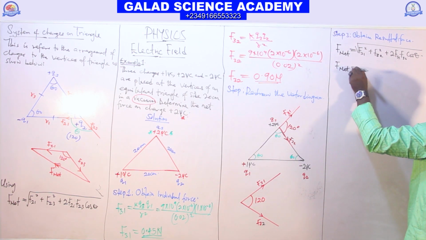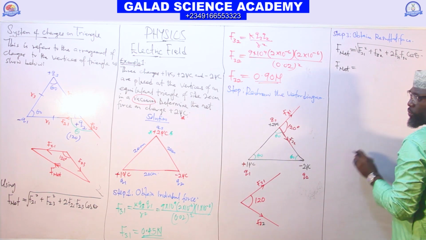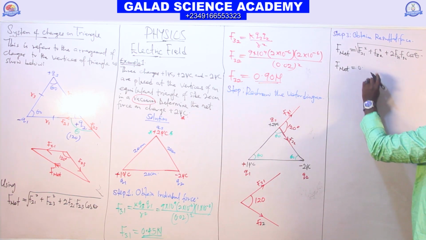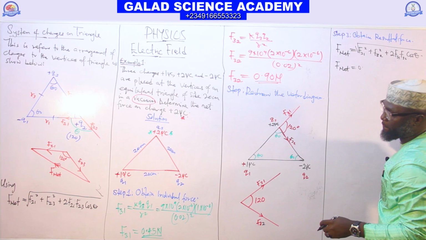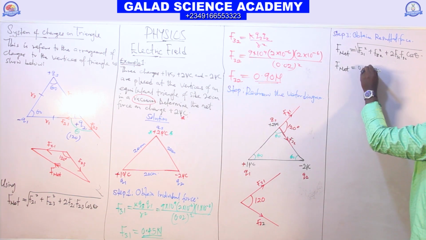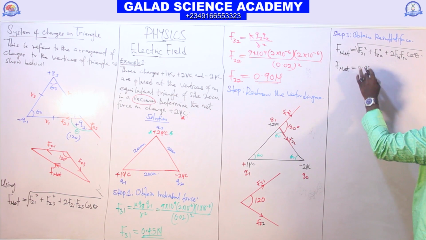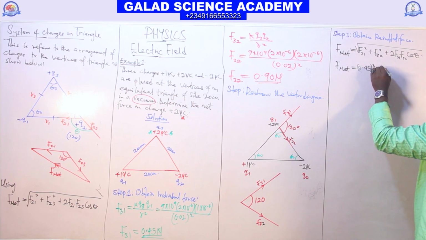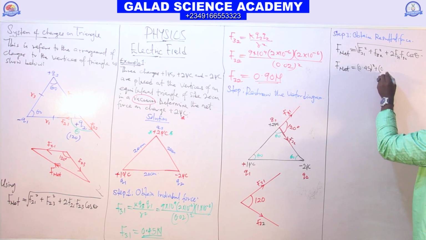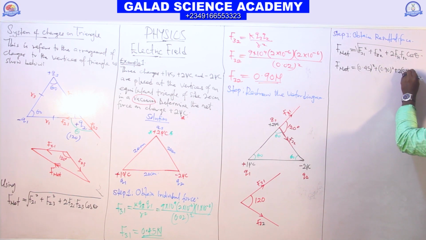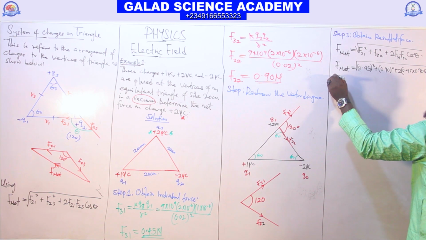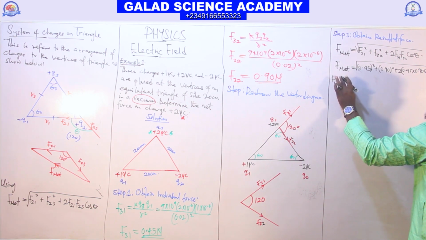So what do we now have? F naught equals the square root of 0.45 squared plus 0.90 squared plus 2 times 0.45 times 0.9 cos 120, everything squared.